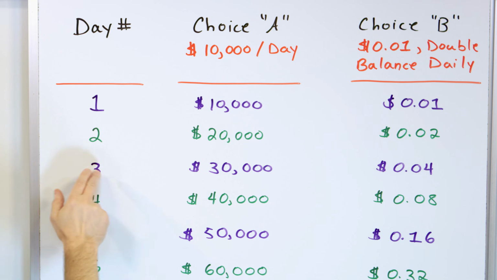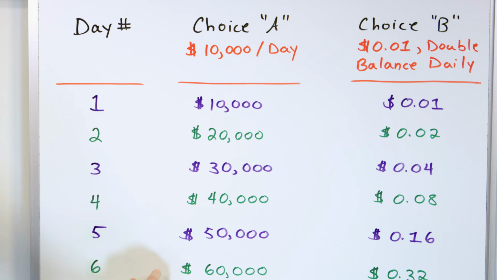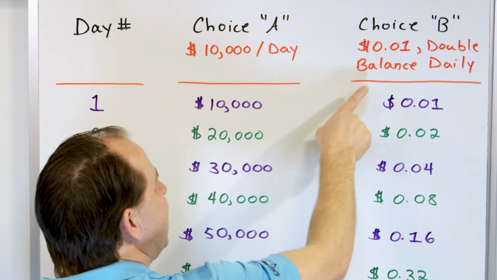All right, now we go to day 3. Obviously, every day you go down this column, it goes 10,000, 20,000, 30,000, all the way down to $100,000 at the end of 10 days. Choice B, I keep doubling it.